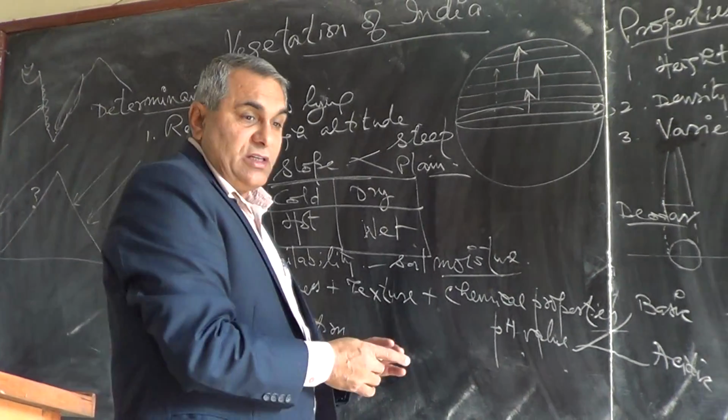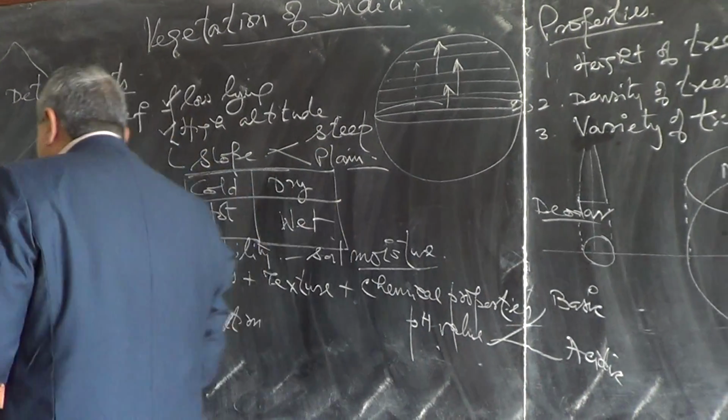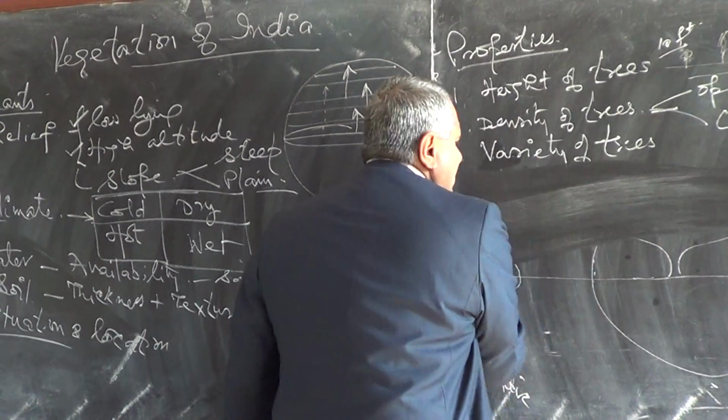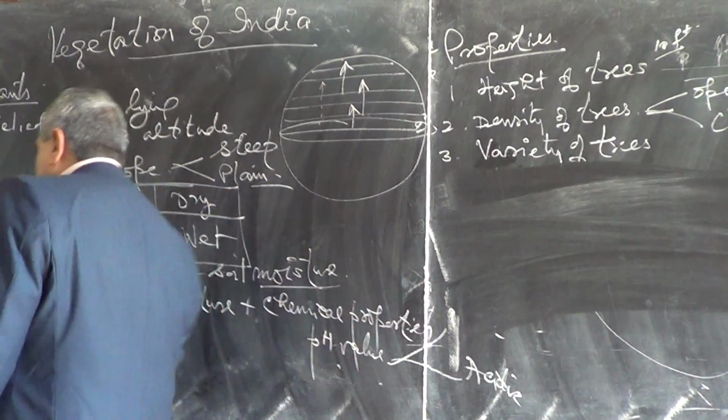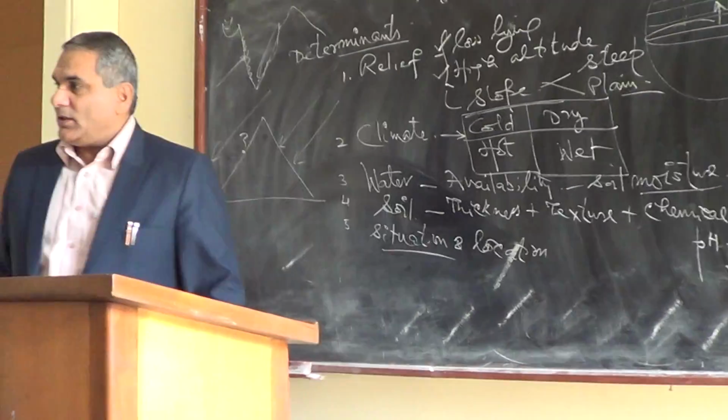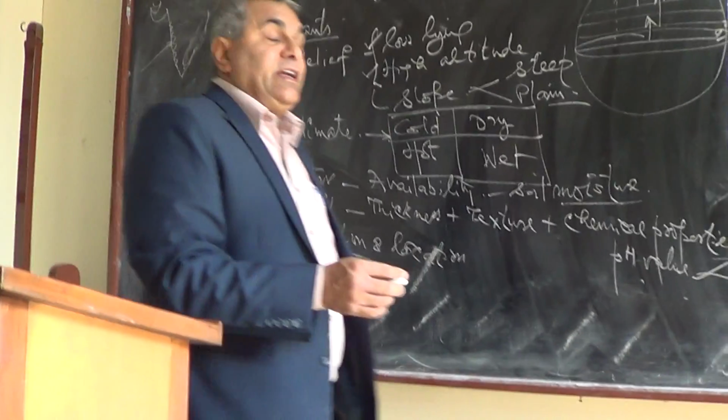So this is one, the variety of trees. Are you getting my point? Sank has not come today? Sank, is it okay? A variety of trees.